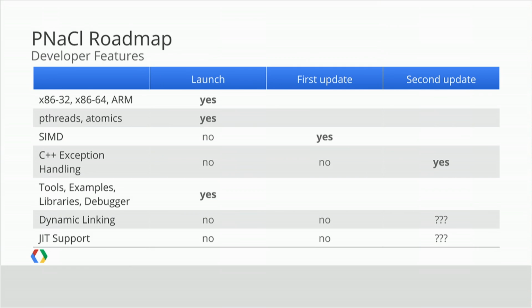A couple of things to mention are that dynamic linking support and JIT support are longer term issues we're working on. We're very interested in getting those up and going because some of our games have used JITting especially. We have some ideas, but those are longer term.